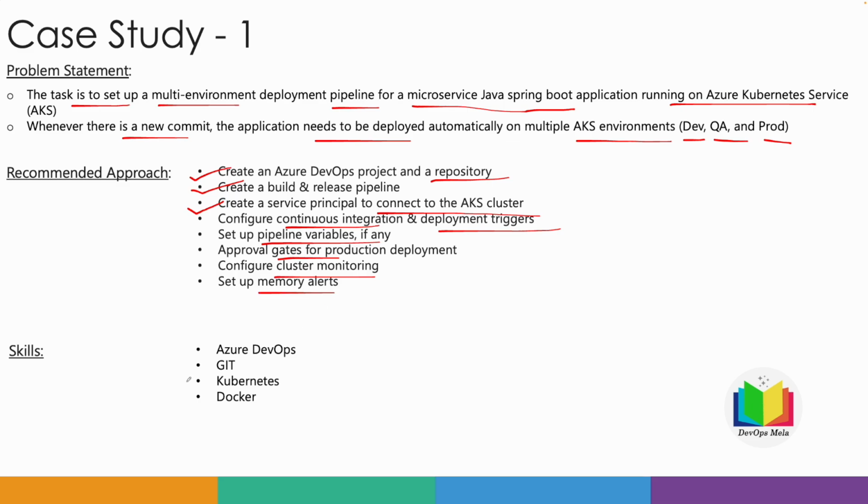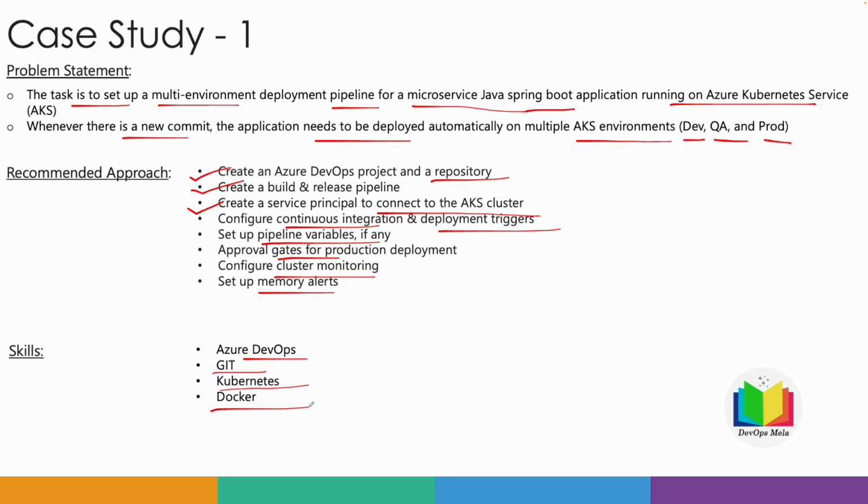The skill set required for this case study is Azure DevOps knowledge, Git, Kubernetes, Docker. So this was the case study, guys. Again, reiterating, this case study talks about setting up a CI/CD pipeline for a Java Spring Boot application, which is also a microservice application, and this needs to be deployed on Azure Kubernetes. There are multiple environments which we need to set up: dev, QA, and prod. Post that, we need to enable cluster monitoring and set up memory alerts.